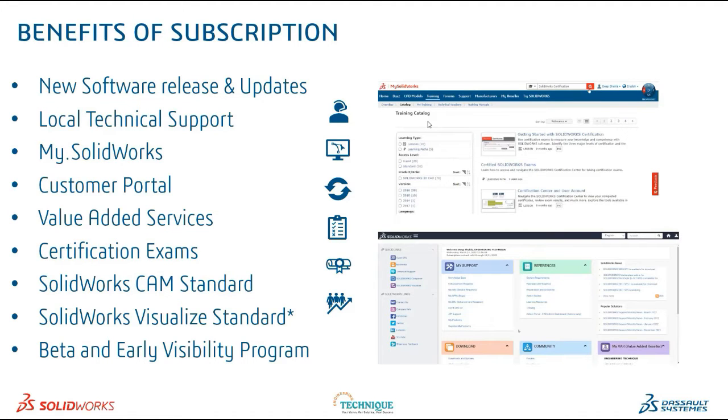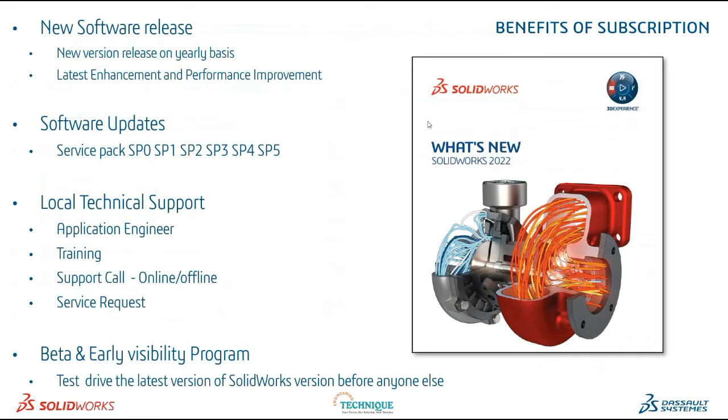So moving in detail, the new software release. Every year SolidWorks releases the new version. You will have immediate access to that version if you are on the current subscription. The latest enhancements and performance improvements will always be there in the SolidWorks upgrade, so you will be getting those updates also. You will also get the new or enhanced release features while you are upgrading your SolidWorks version.